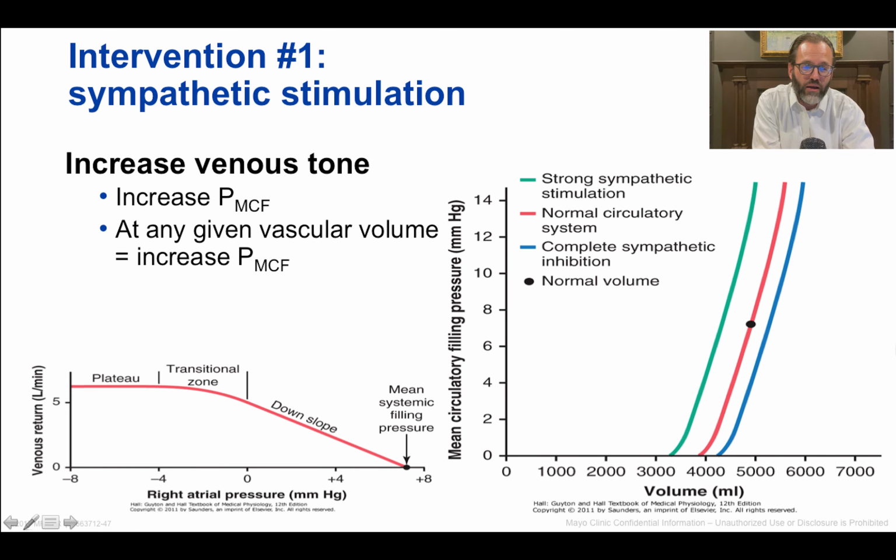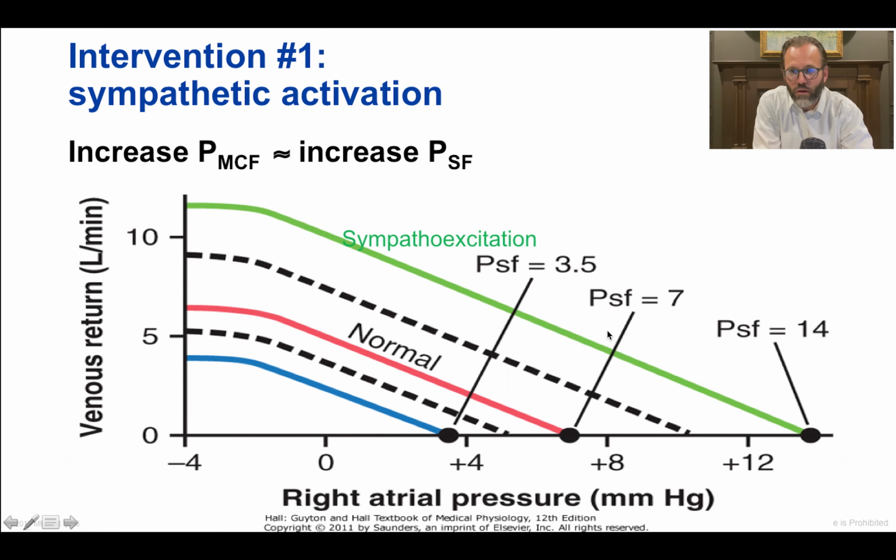And so, again, this is just generally showing you these relationships between sympathetic stimulation and sympathetic inhibition. You want to think about this as being really at almost any given operating volume and the subsequent impact on mean circulatory filling pressure. So again, when we start to place this now in the context of our right atrial pressure and venous return curves, you can see here's our normal curve.